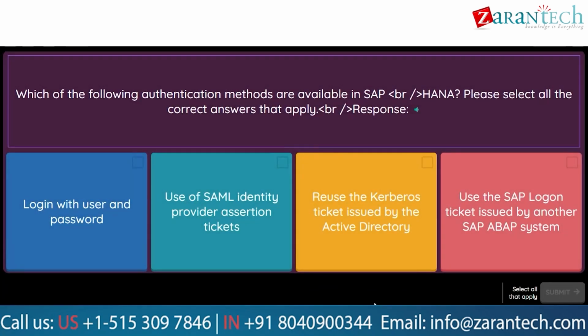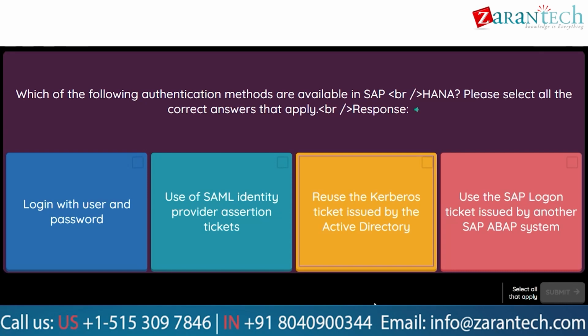Question: Which of the following authentication methods are available in SAP HANA? Please select all the correct answers that apply. Response: Option 1: Login with user and password. Option 2: Use of SAML identity provider assertion tickets. Option 3: Reuse the Kerberos ticket issued by the Active Directory. Option 4: Use the SAP logon ticket issued by another SAP ABAP system.